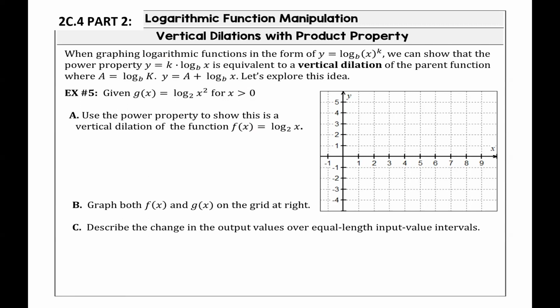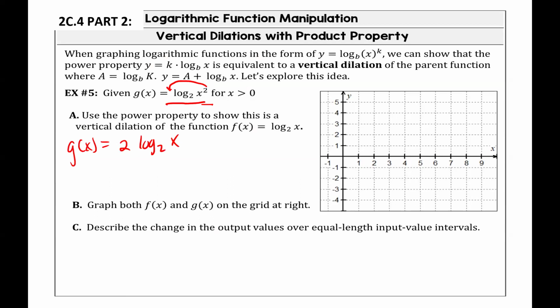So when you have that, you now can describe what's taking place, how it's changing, what's being altered. So we're going to start here with g of x equals log base 2 of x squared for x greater than 0, which is what our domain is. And we want to apply the power rule. So if we're applying the power rule here, I can take my power and it becomes my coefficient. That's the power rule. So g of x equals 2 log base 2 of x.